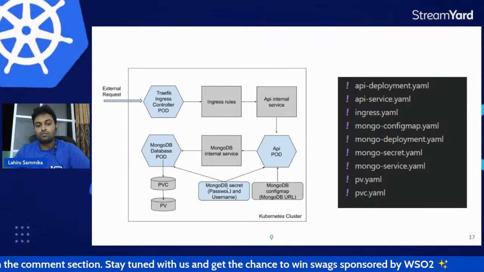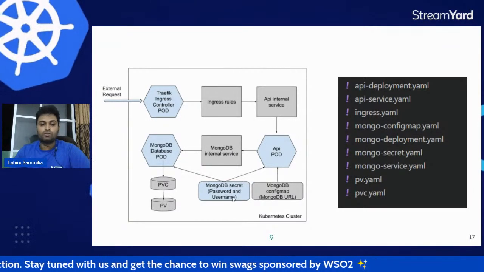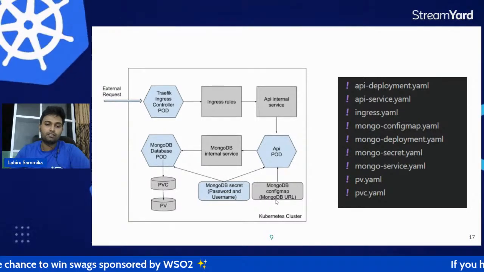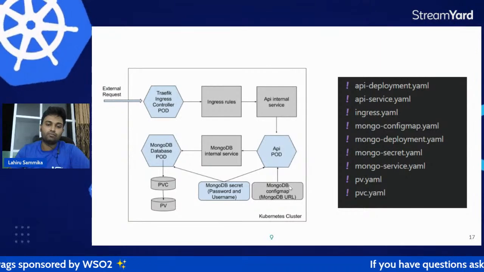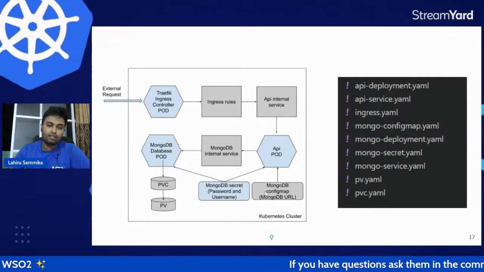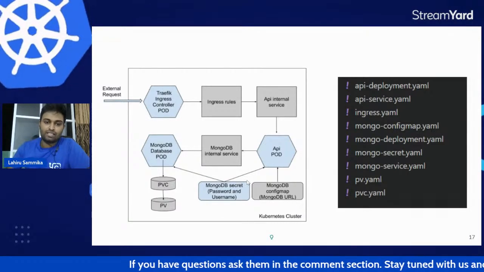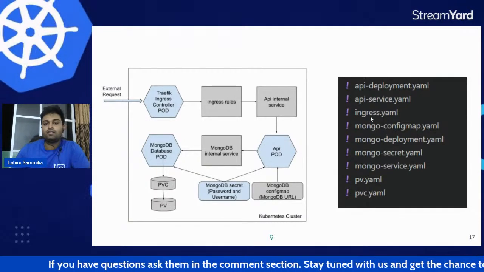And then also to store the username and password, as you can see here, I have used a MongoDB secret, and to store the database URL, I have used a config map. I think these are pretty straightforward when it comes to Kubernetes, right?